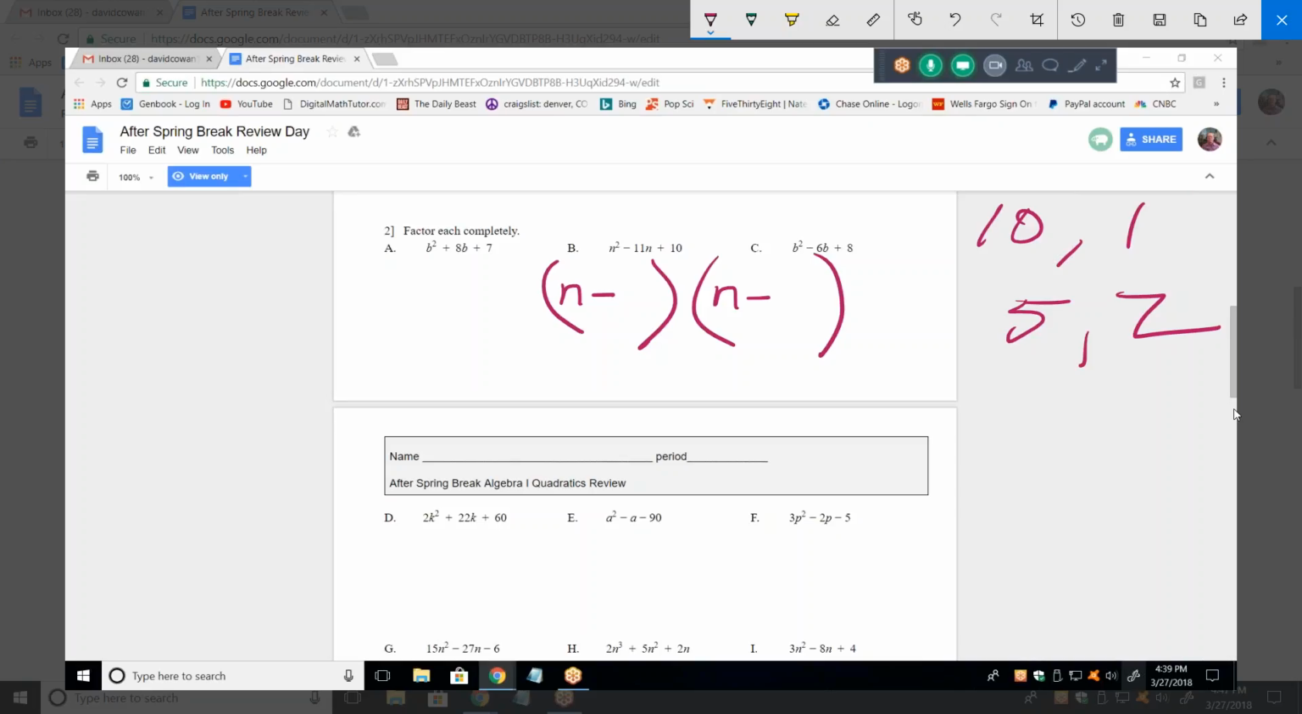It would be 10 times 1. 10 and 1, yes. I don't even have to decide which one goes which. Since it's negative, negative, I can put the 1 on the left and the 10 on the right. Okay? Now, tell me how to check and see if I've done it right.